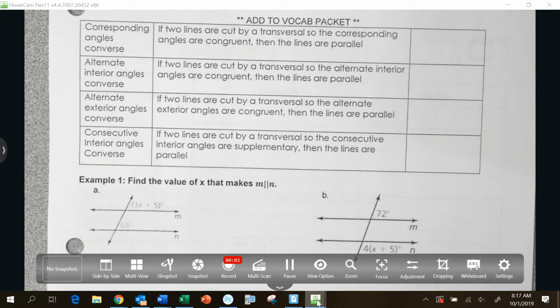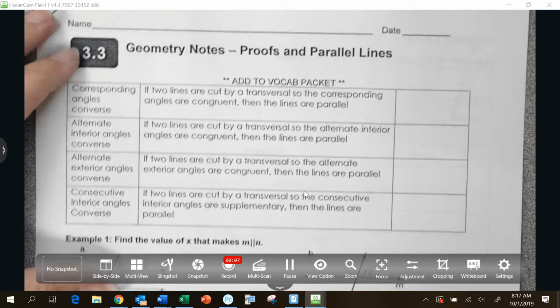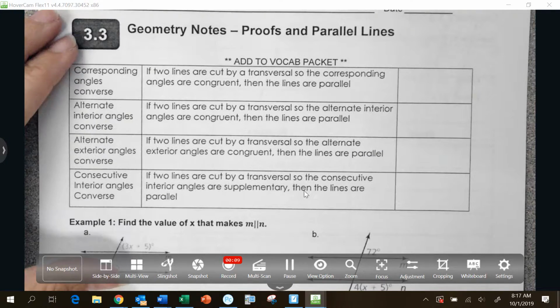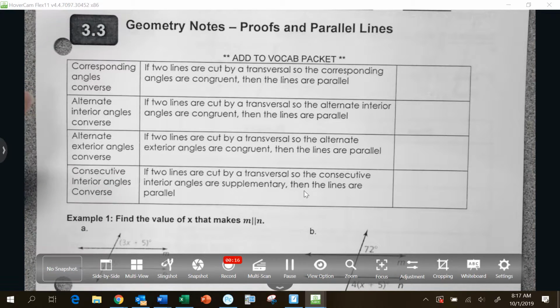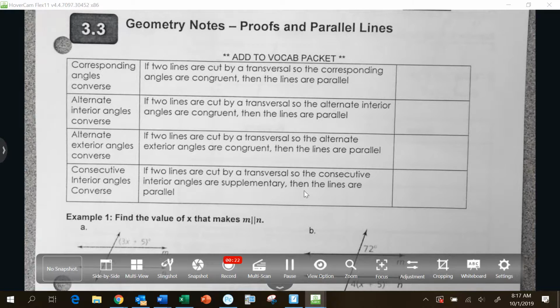All right, so today we have section 3.3. This is going to be like day 1 of section 3.3. We have corresponding angles converse, alternate interior angles converse, alternate exterior angles converse, consecutive interior angles converse. So remember, converse is when we take that if-then statement and we switch around the stuff. Sometimes it's true, sometimes it's not.